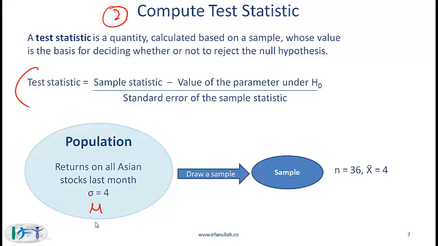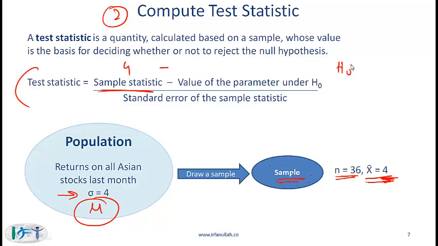So going back to our earlier scenario, our population consists of the returns on all Asian stocks last month. Let's say that we know the population variance and standard deviation. Our hypothesis is related to the population mean. We draw a sample and our sample size is 36. The sample mean is 4. So the 36 stocks that we come up with over here, we take the mean return for those 36 stocks and our number is 4%. The way we calculate the test statistic then is, say, sample statistic, which is 4, minus the value of the parameter under H0. Now let us just recall what that means.